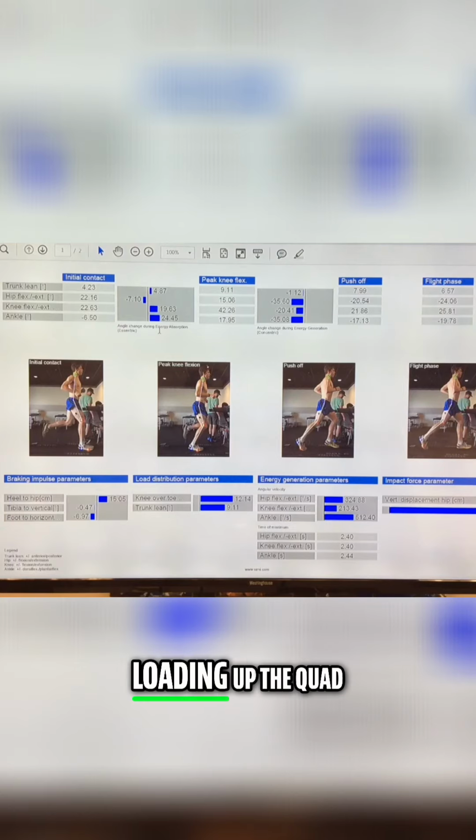So we're thinking we're loading up the quad and patella a little bit more in this specific example of gait versus the hip and the glute max.